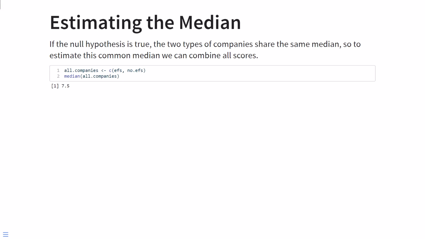So to estimate this common median, we can combine all the scores. So that's what I've done here. In this first line, I've taken the EFS scores and no EFS and created an all companies vector, so it's all the scores, and then I find the median of all companies. Remember, we're doing this because we're doing this under the null hypothesis, and if the null hypothesis is true, that there's no difference in medians, then the best estimate that we can get for the median is to combine all the observations that we have.